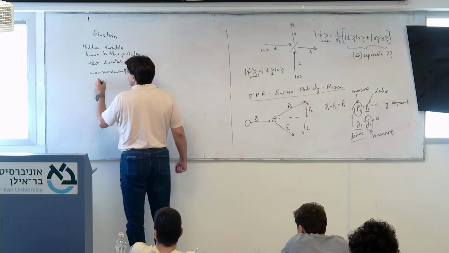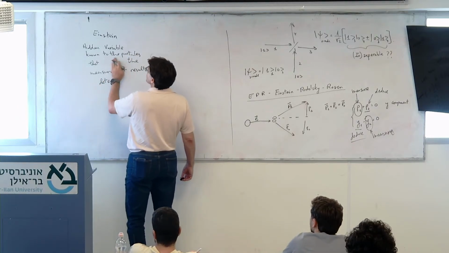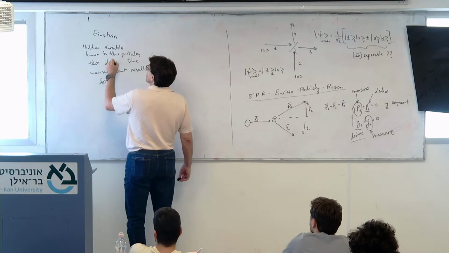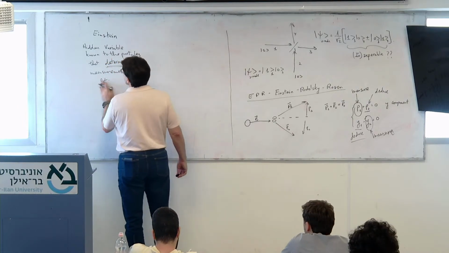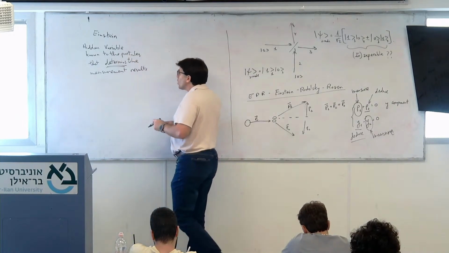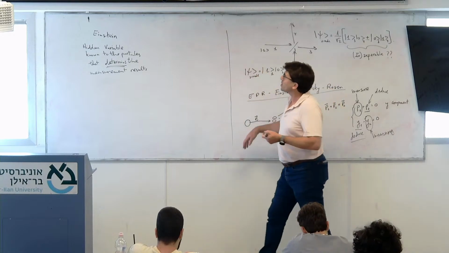And deterministically, that determines with no ambiguity. The problem is that we don't know that hidden variable.